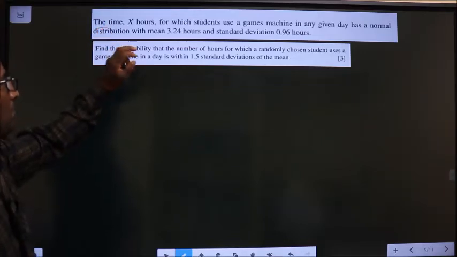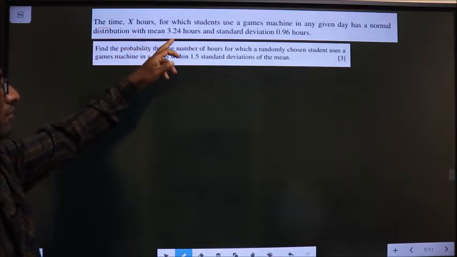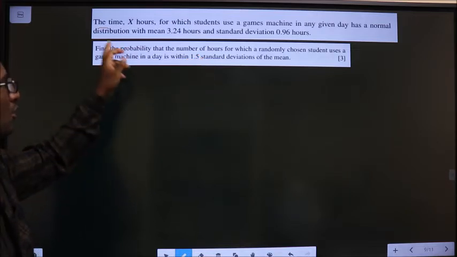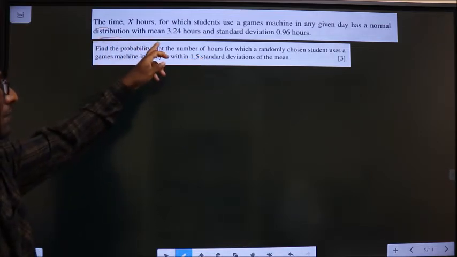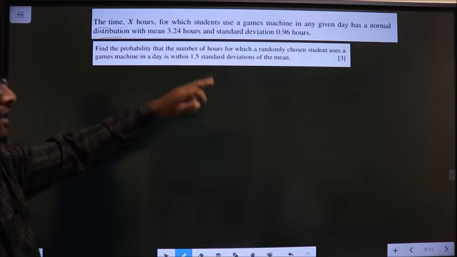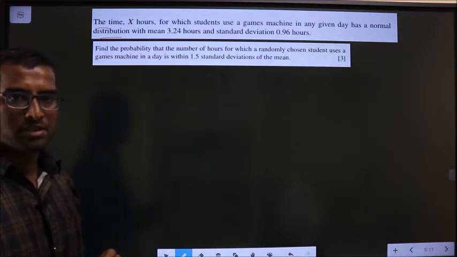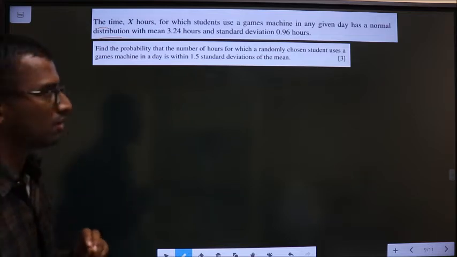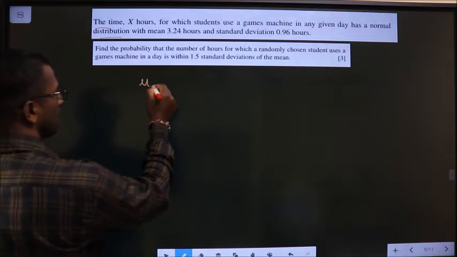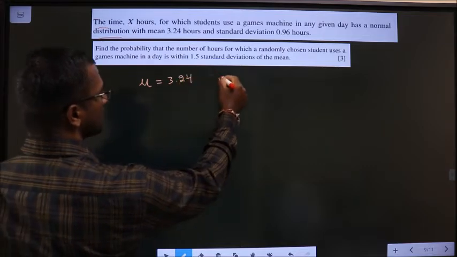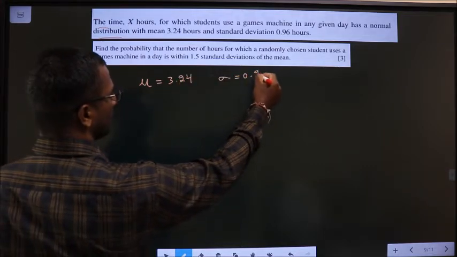The time x hours for which students use a games machine in any given day has a normal distribution with mean 3.24 and standard deviation 0.96. You have come across information, make a note. Mean is 3.24 and standard deviation is 0.96.